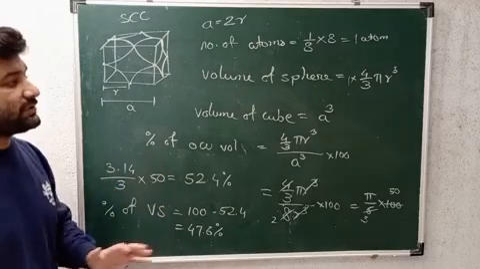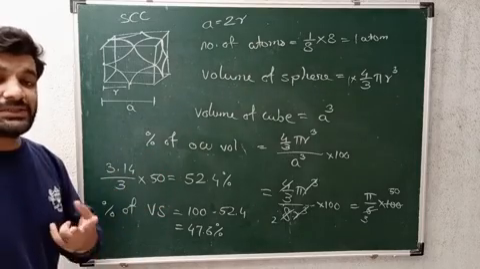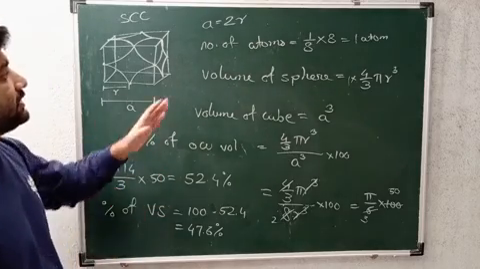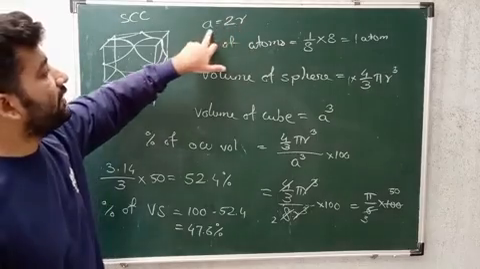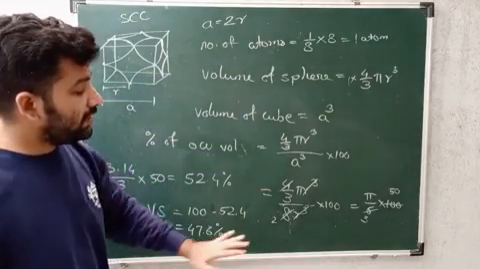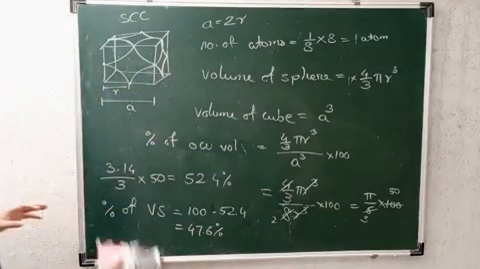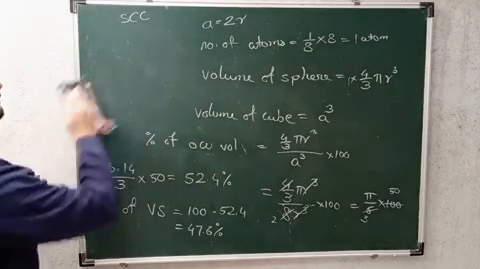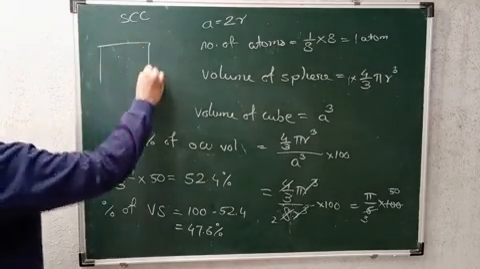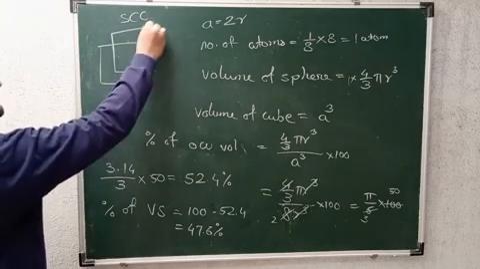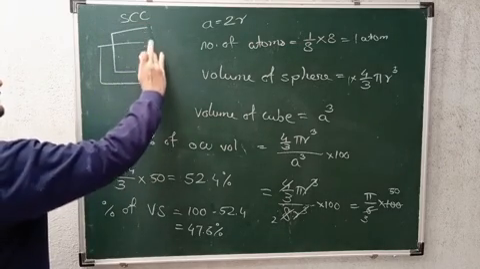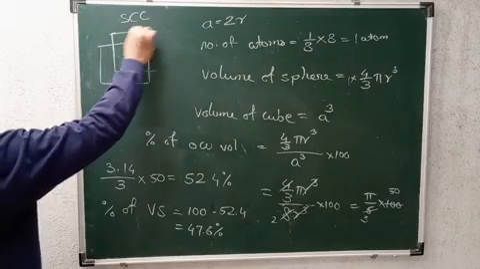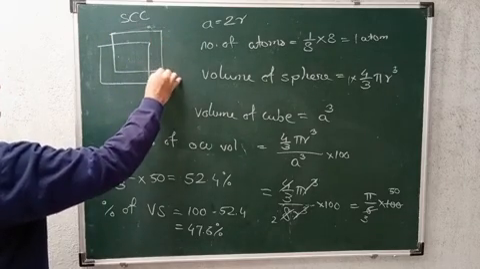Now the same process we are going to follow for the next 2 derivations, but the variation is only in finding the value of A. Remaining all things remain the same. How, that I will tell you. I will just draw a shape for BCC. BCC means body centered cubic crystal.